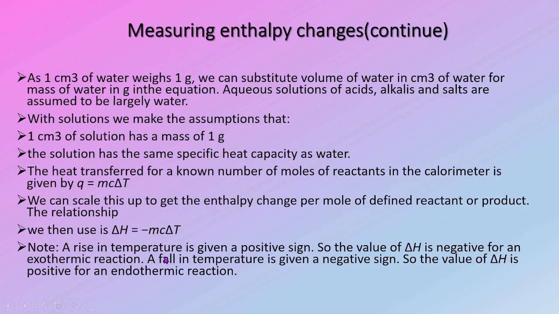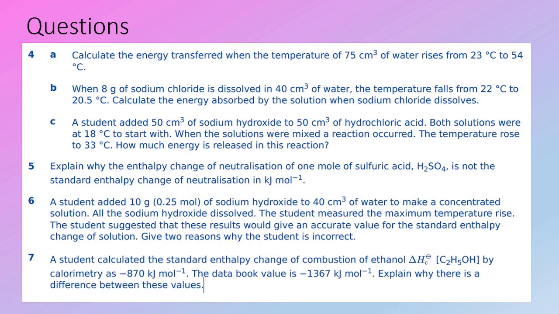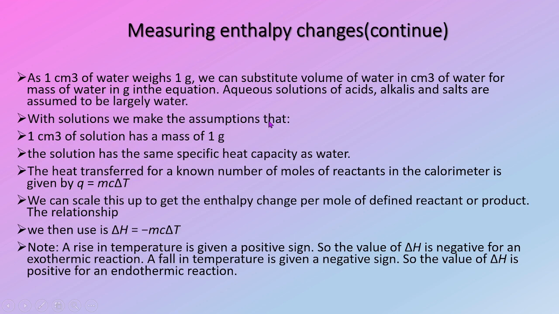So how can we measure it actually? The heat transfer for a known number of moles of reactant in a calorimeter is given by Q equals mc delta T. We then use delta H equals minus mc delta T. A rising temperature is given a positive sign, so the value of delta H is negative for an exothermic reaction. A falling temperature is given a negative sign, so the value of delta H is positive for an endothermic reaction. Now these are different questions which you can calculate on the basis of the formula given here: Q equals mc delta T or delta H equals minus mc delta T.